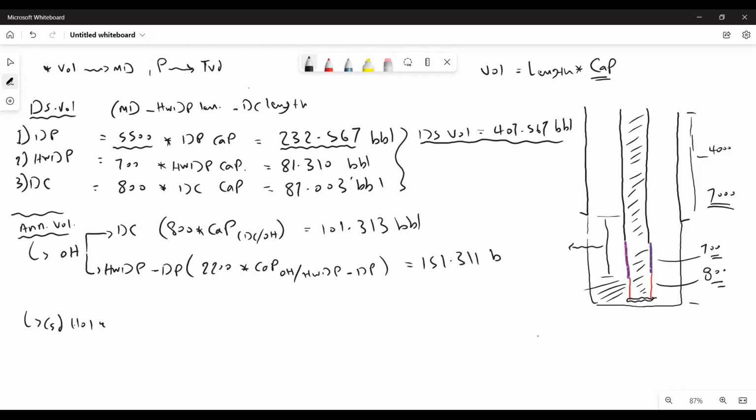151.311 barrels. Okay, and here to get the open hole volume, you can make summation for this one plus this one. Okay, now go to the cased hole to calculate.